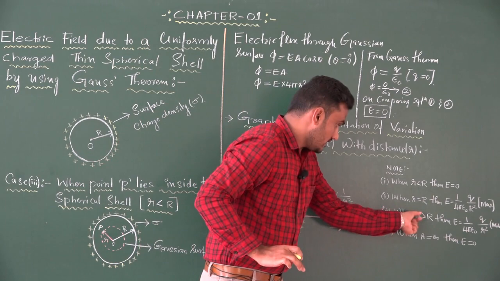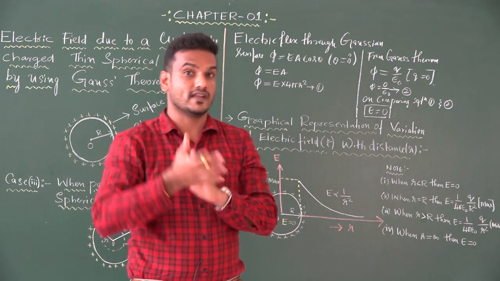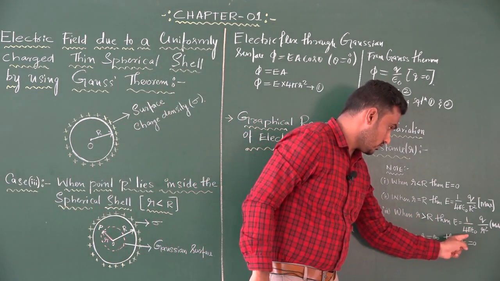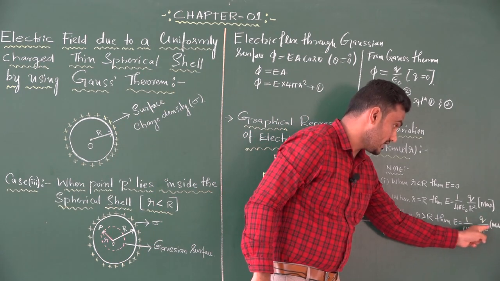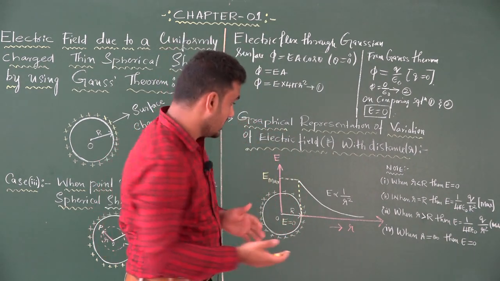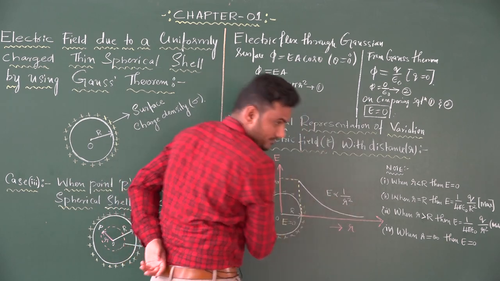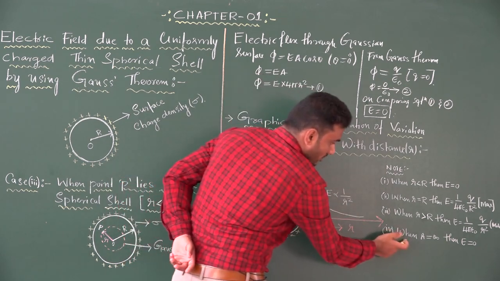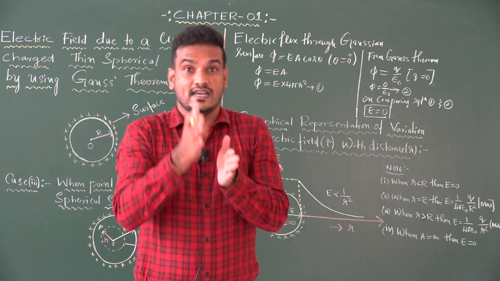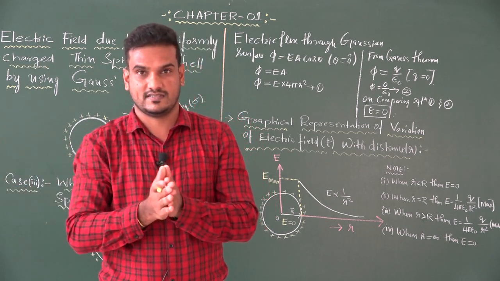When small letter r is greater than capital letter R, that is when the point P lies outside the spherical conductor, we got the equation like this: E is equal to 1 over 4 pi epsilon naught q divided by small letter r square, which means electric field is inversely proportional to the square of the distance, so as the distance increases electric field goes on decreasing. Fourth point, when r is equal to infinity, then electric field is 0. Why? Because electric field keeps on decreasing as the distance increases.